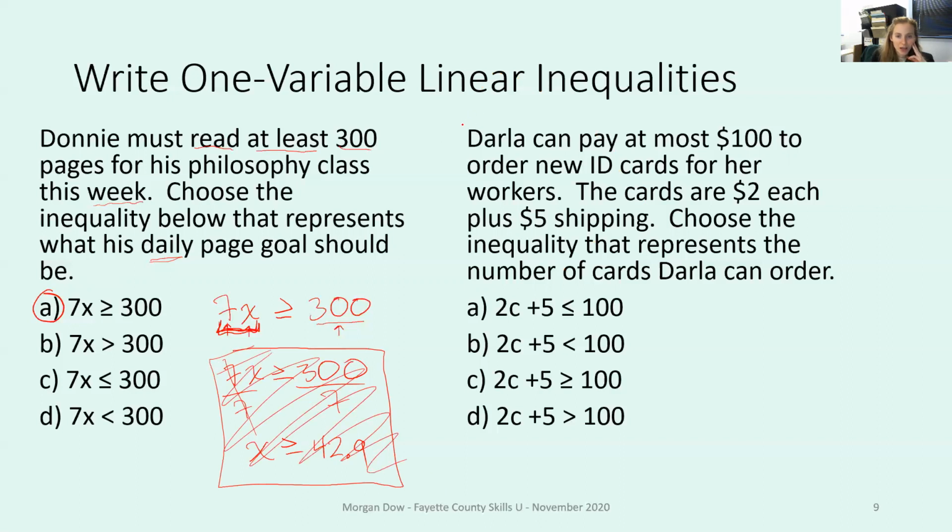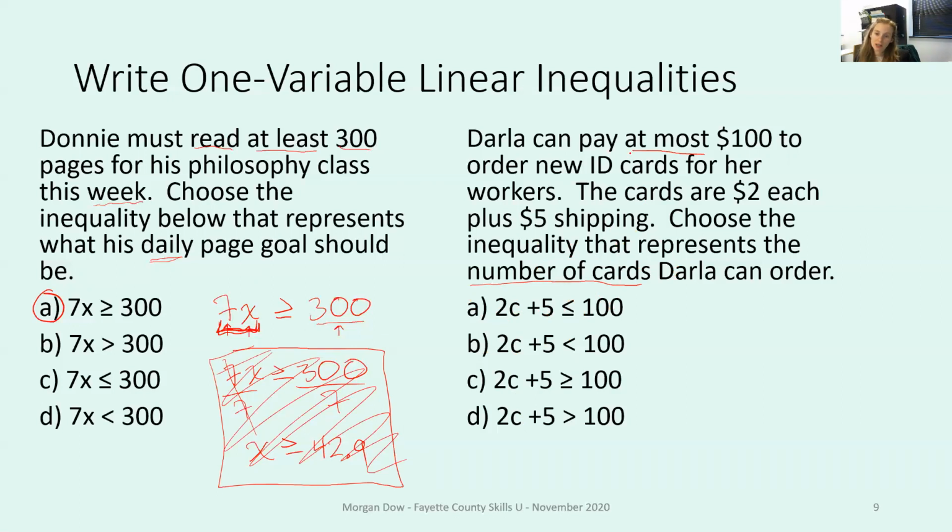All right, number 2. Darla can pay at most $100 to order new ID cards for her workers. So at most $100. The cards are $2 each plus $5 shipping. Choose the inequality that represents the number of cards Darla can order. So I looked at my answer choices here. I'm guessing that C is standing for the number of cards that she can order. All of these answer choices have the same basic setup, where we're saying $2 per card times the number of cards plus $5 shipping should be related to $100, right? She can pay at most $100.